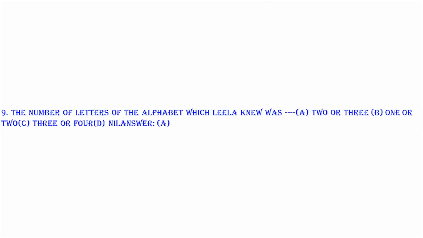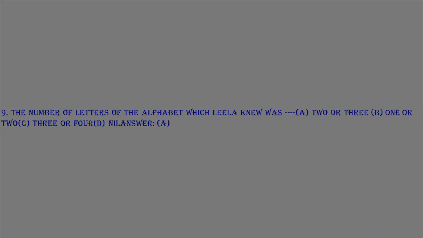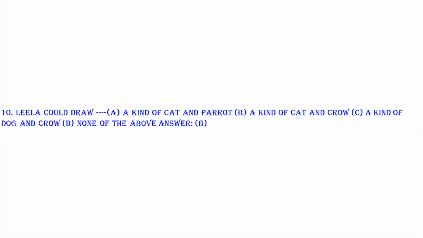9. The number of letters of the alphabet which Leela knew was: A. 2 or 3, B. 1 or 2, C. 3 or 4, D. Nil. Answer, A. 10. Leela could draw: A. A kind of cat and parrot, B. A kind of cat and crow, C. A kind of dog and crow, D. None of the above. Answer, B.